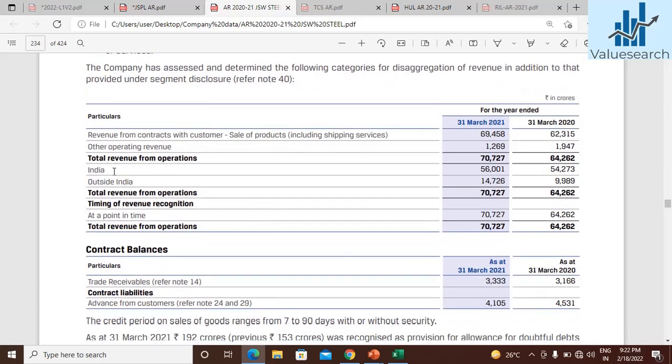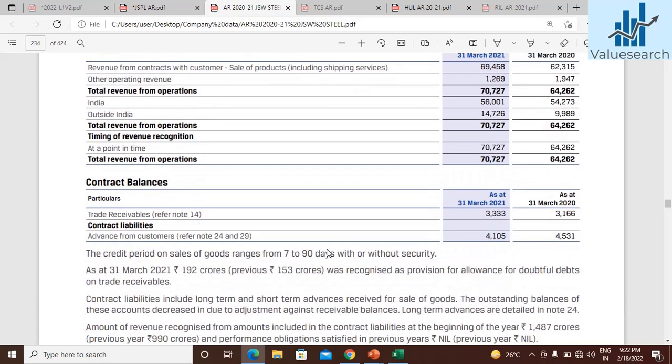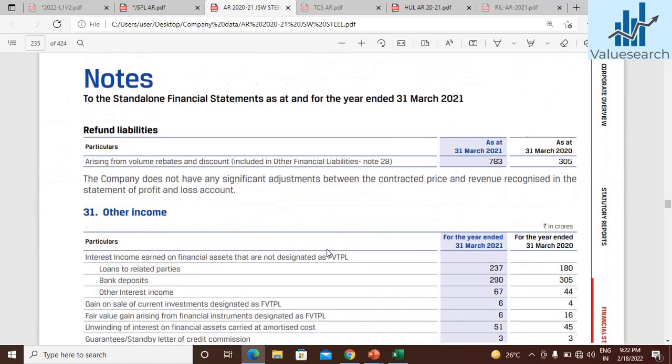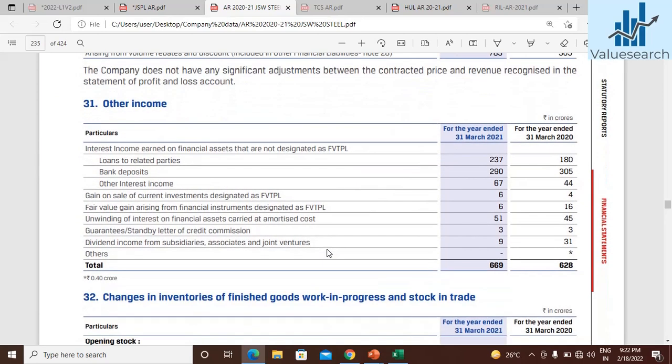This you can see, India this much, outside India this much. So this is their sales in India, this is outside India they have exported. In other income section, you have got this detail over here. You can find this detail over here.